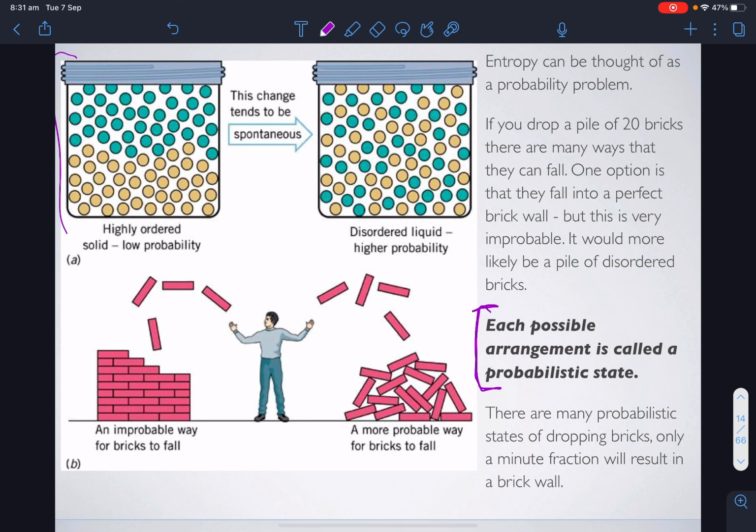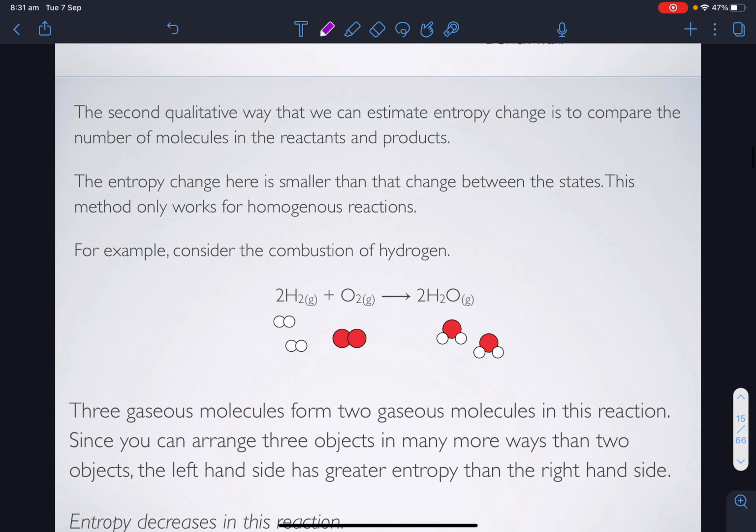So you can also think about a jar that has a barrier in it, with green particles above and yellow particles below. If you take that barrier out, what's going to happen? They're going to mix through each other. Why? Because there are many possible ways to arrange those particles in that box, and only one in trillions of billions would actually be all the greens at the top and all the yellows at the bottom. So we don't see it happening spontaneously, because it's one out of billions of trillions of possibilities. All the others are some random mixture, okay? So that's why we see that happening.